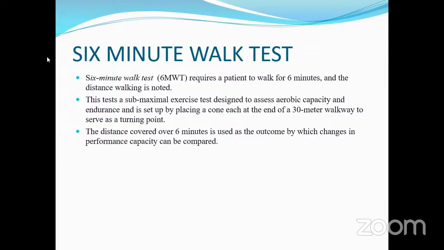Again, this will be for patients that are able to walk, and there are many of our patients that are not able to walk. But if a patient is able to walk, conduct a 6-minute walk test in order to assess the aerobic capacity. Their score is what we use to determine the aerobic capacity. So the distance covered in 6 minutes is used as the outcome by which changes in performance capacity can be compared over time. But you need a 30-minute walkway to be able to do that.